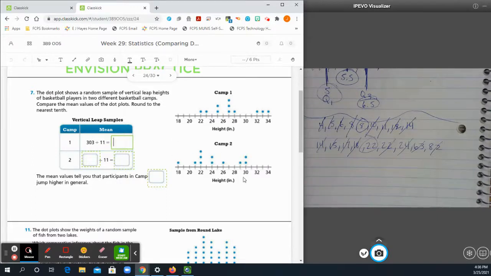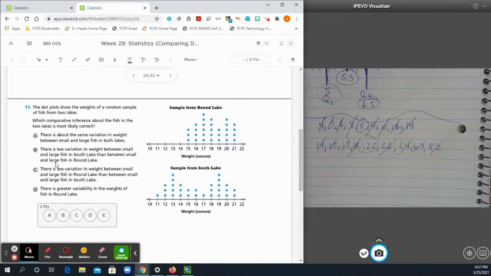Now, when you do Camp 2, you've got to add those dots up. 18 plus 21 plus 22 plus 22. You've got to go all the way up to 30. And then you divide by 1, 2, 3, 4, 5, 6, 7, 8, 9, 10, 11, which just already shows divide by 11. You just type that in. The mean values tell you that the participants in camp blank jump higher. So whoever has the higher mean is what you're going to write. This one I'm going to let you kind of try to read through on your own. If you have questions about it, make sure you reach out to your teacher.